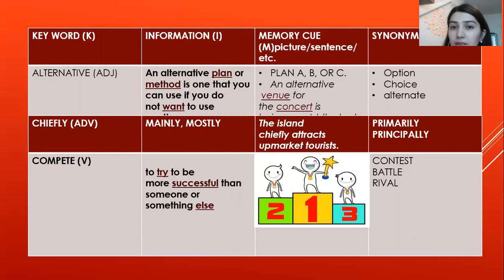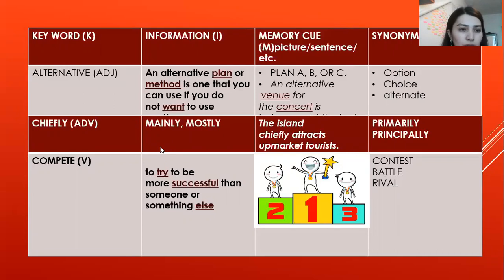Or it can be a sentence, for example, an alternative venue for the concert is... sorry for not completing the sentence. So the venue is sought, is looked for. Somebody is searching for an alternative venue. In other words, an extra choice, right? Or option. So synonyms are given here.